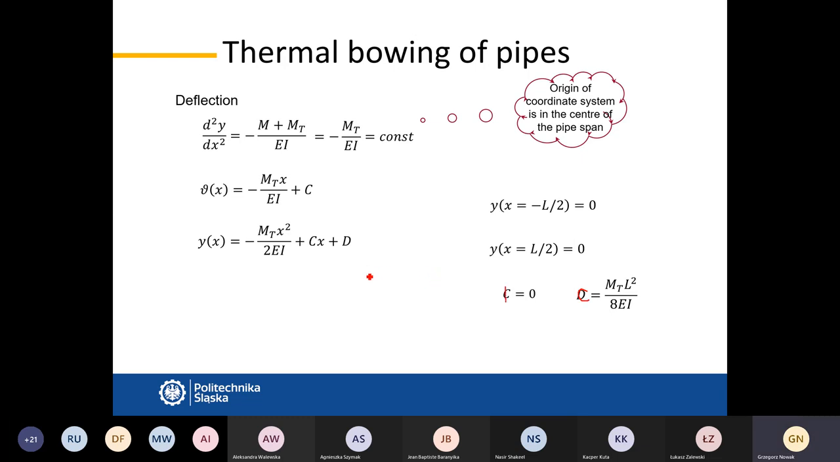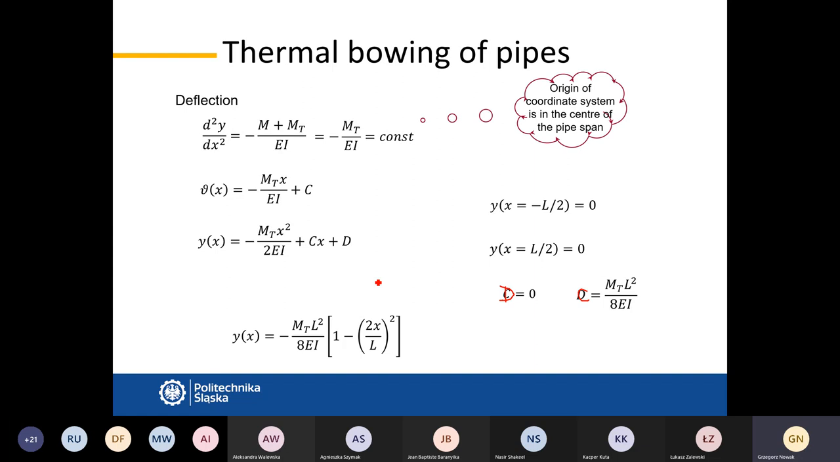Am I right? Yes, that's true. So C is a non-zero value, and D is a zero-value constant.